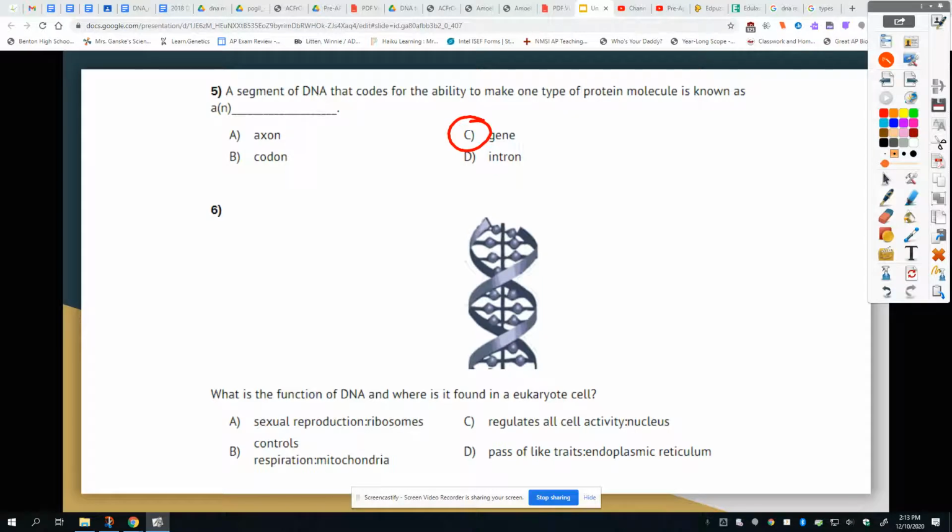The function of DNA and where it is found in a eukaryotic cell. Well, we know DNA in a eukaryotic cell is in the nucleus, and it does regulate all cell activities. It regulates those activities by coding for the protein, and those proteins can be enzymes. Those enzymes regulate what happens in and out of the cell.